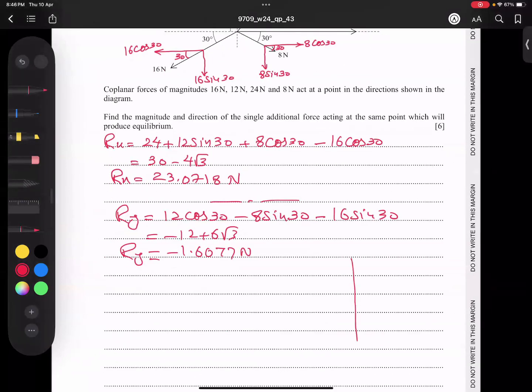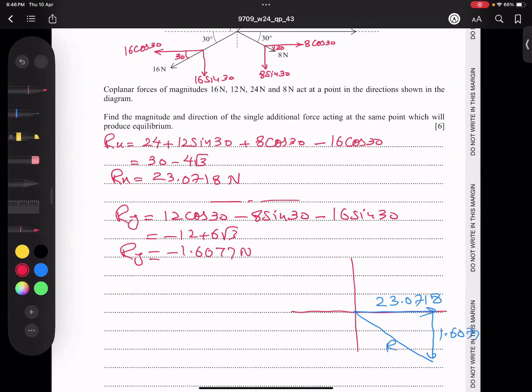So now, students, I will make a tape. I make a one cross, making sure positive and negative are marked. Positive means rightwards and negative means downwards. So I got a triangle like this, and this is 23.0718, and this is a negative 1.6077.